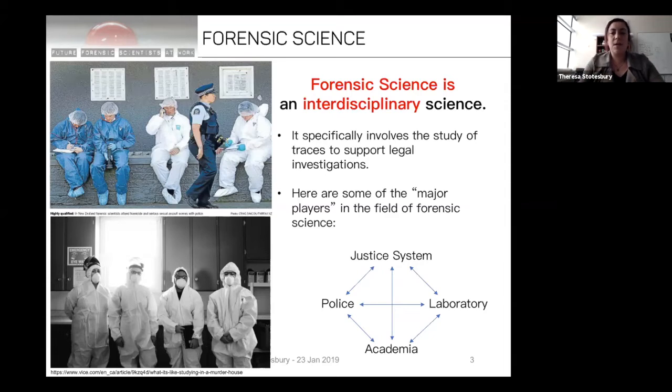There are some major players in the field of forensic science. Our major stakeholders are the justice system, the police, any laboratory members or personnel associated with that. And then there's us at universities and academia. It's kind of like a web. We all work together. There's definitely some synergies, sometimes some tensions. That's life. But we all try to work together to promote the discipline, to figure out how best to characterize these traces as they relate to crime scenes.